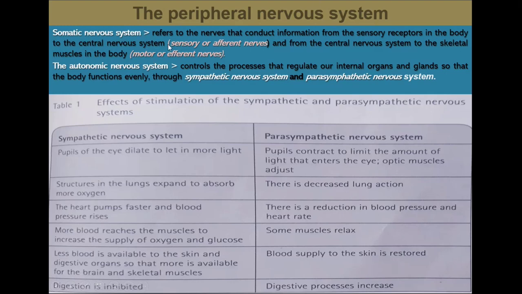Starting with somatic: it refers to the nerves that conduct information from the sensory receptors in the body to the central nervous system. That is sensory, and if you don't call it sensory, then it's afferent nerves. And from the central nervous system to the skeletal muscle, how does this process happen?